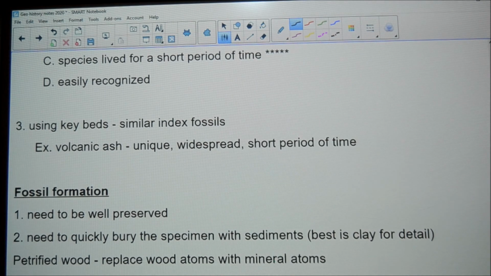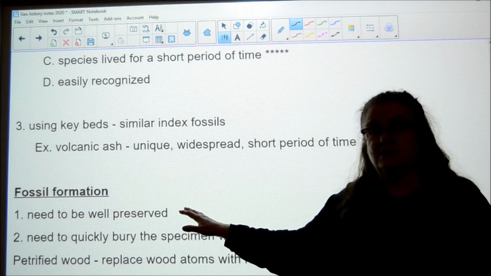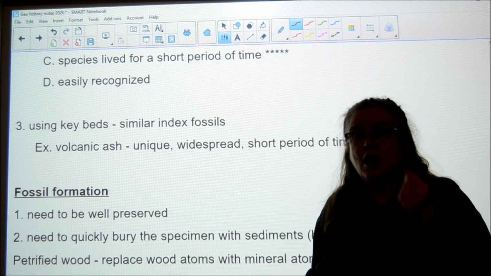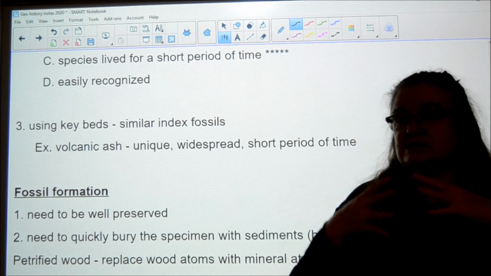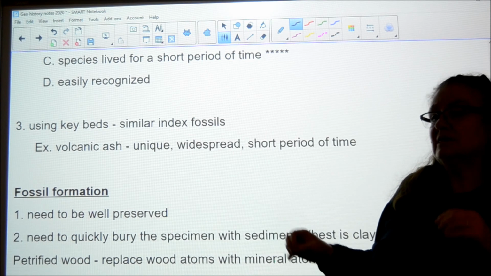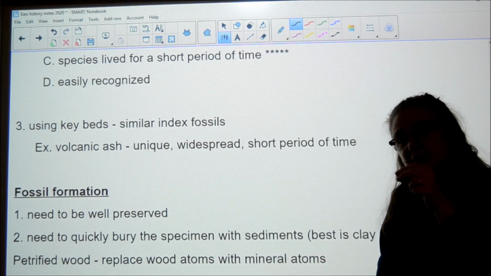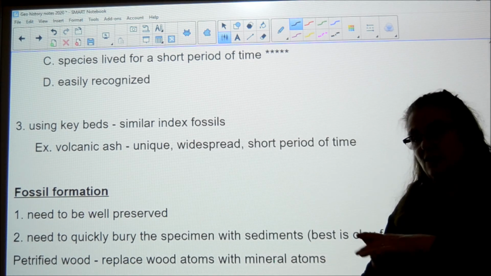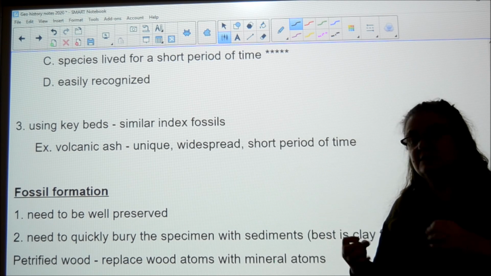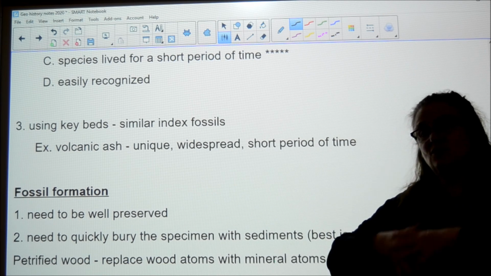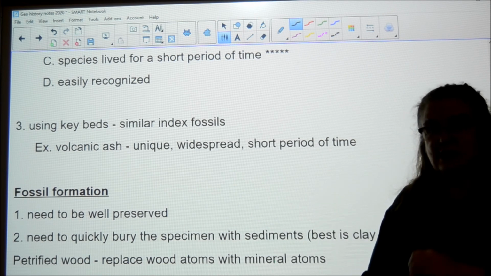In order to form a fossil, it needs to be well preserved. For that, I need quick burial. The quicker it gets buried, the less it's decaying apart. The other thing is you want small size sediments so you can get more detail. So something like clay or silt give you better detail. The larger particles, you're not going to get that imprint as well.